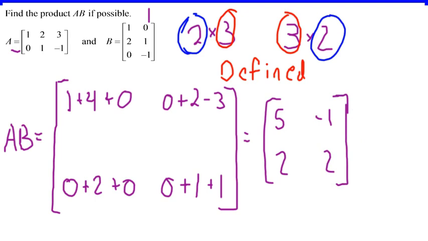So first we had to determine if this product was even defined. We did that because the columns of the first equal the rows of the second matrix. We looked at the rows of the first matrix, which was 2, and the columns of the second matrix, which was 2. That gave us the dimensions of our product. We multiplied using the rules for matrix multiplication and got our end result.